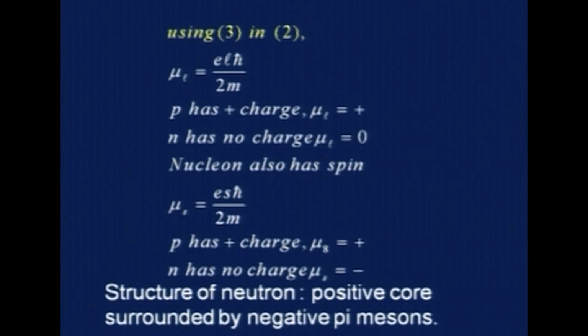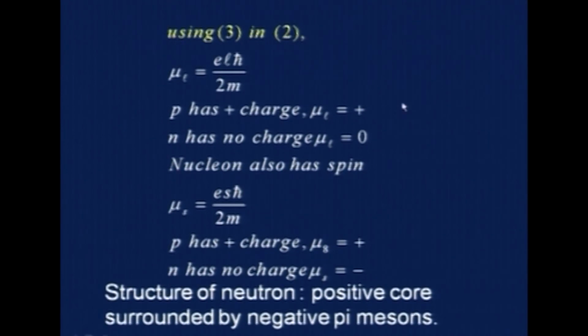If it is magnetic moment due to spin motion, we will write as mu s. So we just write as mu L. So mu L is equal to e L H cross by 2m. This quantity we get. Now P has got positive charge, proton. Therefore, mu L will be positive. And neutron has no charge. Therefore, mu L will be 0, because it does not have charge.